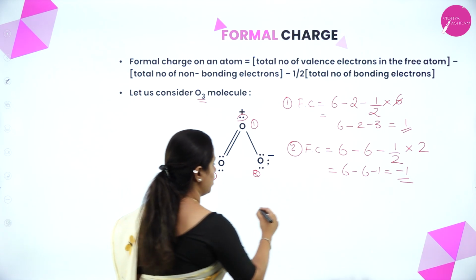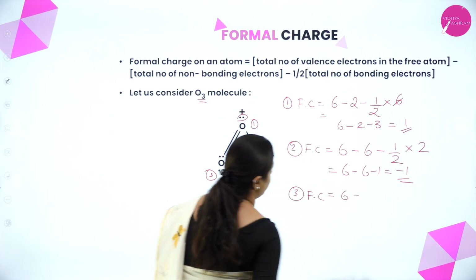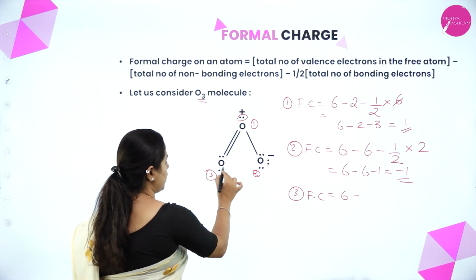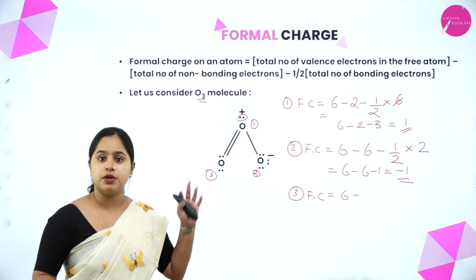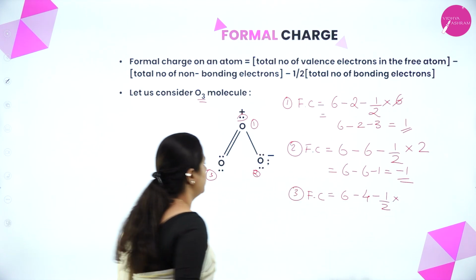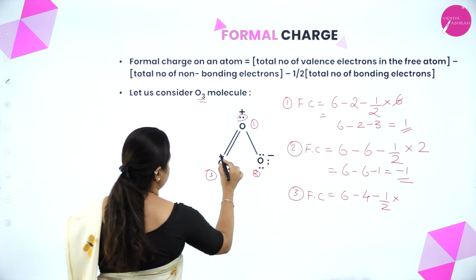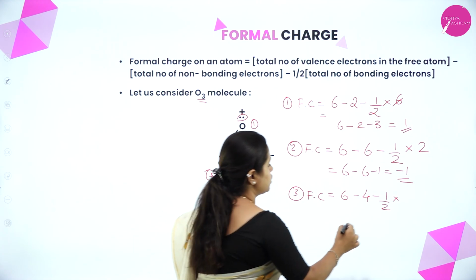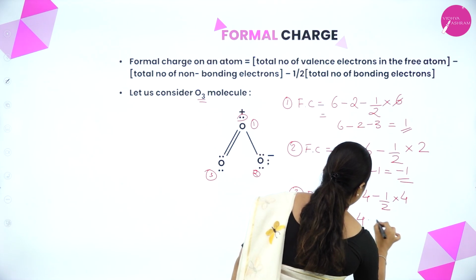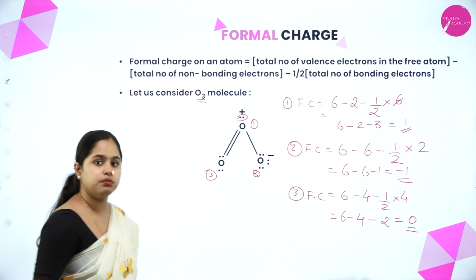Now coming to the third oxygen atom, the formal charge will be equal to the total number of valence electrons in its free state, which is again 6, minus the number of lone pairs. 2 lone pairs are there, that means 4 electrons, minus half of the total number of bonding electrons, which is 4. That means 6 minus 4 minus 2, which gives 0. So on this oxygen atom, there is no charge.